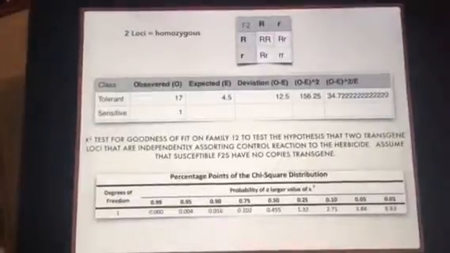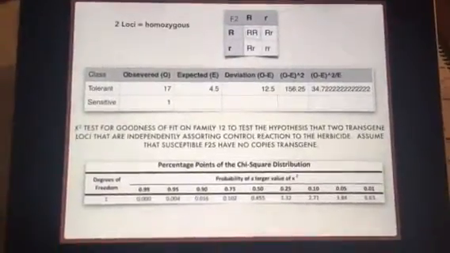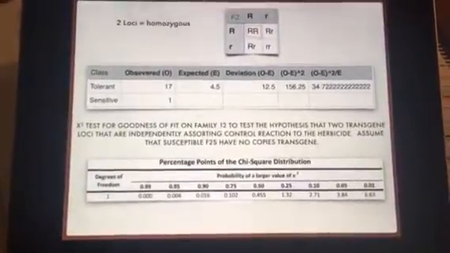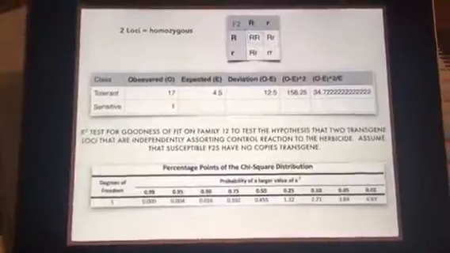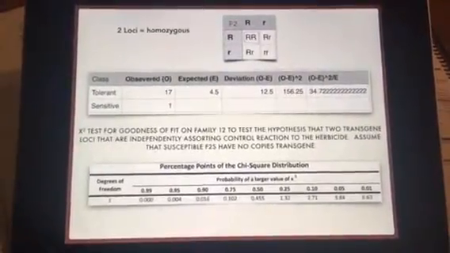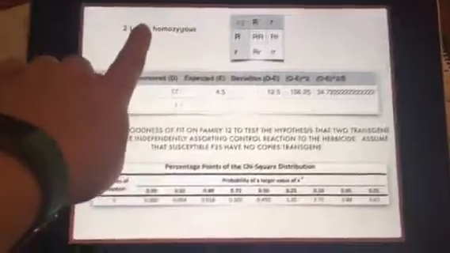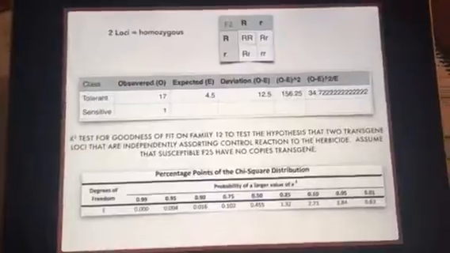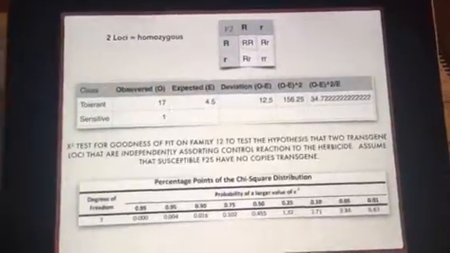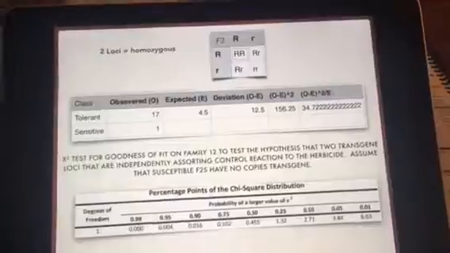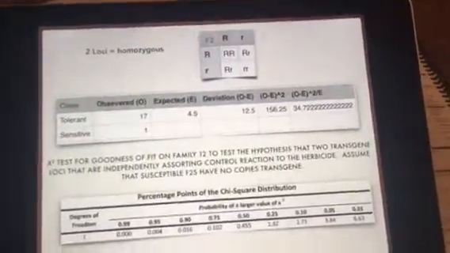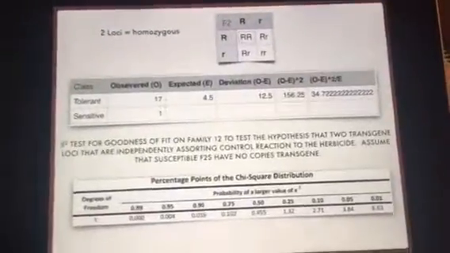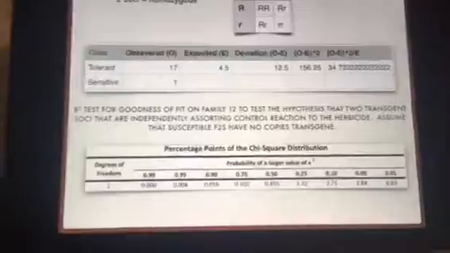So for my question, since my test is for 2 transgenic genes, that would mean that for my 2 loci, the gene has to be homozygous dominant, because we cannot have a homozygous recessive without the Roundup gene, without the gene that controls for Roundup resistance.